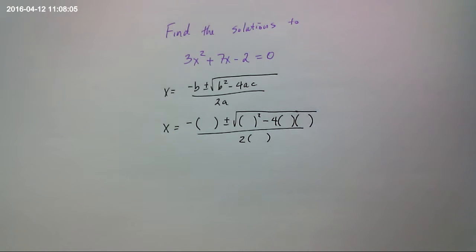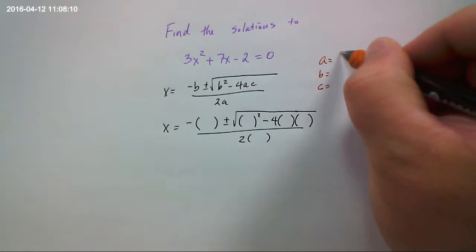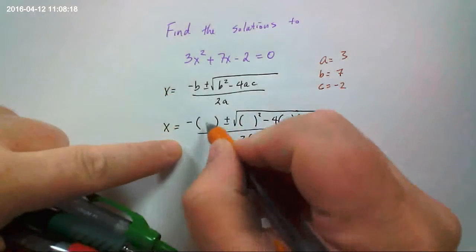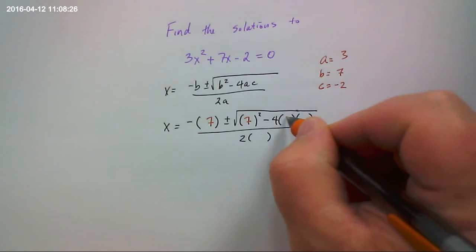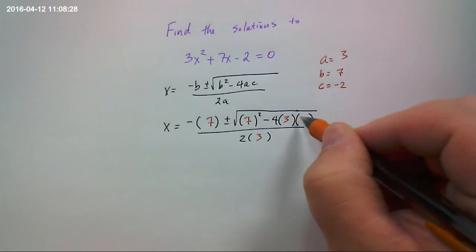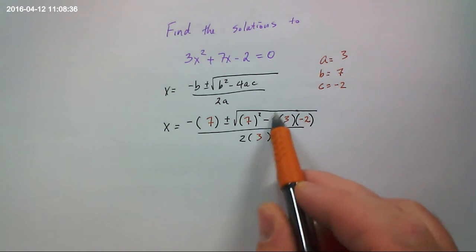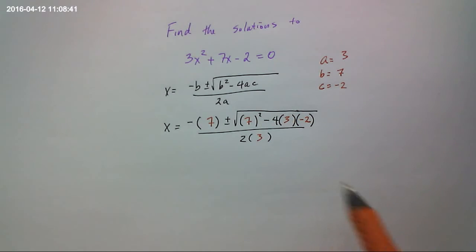Alright. What are A, B, and C? 3, 7, negative 2. Good? So all you got to do is plug everything in where it goes. Just be careful. Like B goes here and here. Right? Let's see. A goes here and here, and C goes right here. Do you see how it's all multiplication? So this whole thing right here is actually going to be 24. Positive 24. Right?